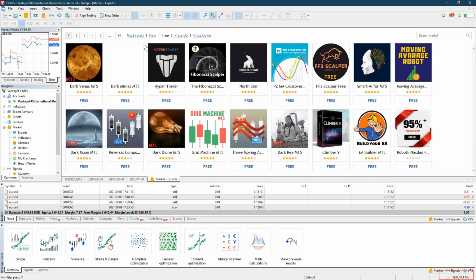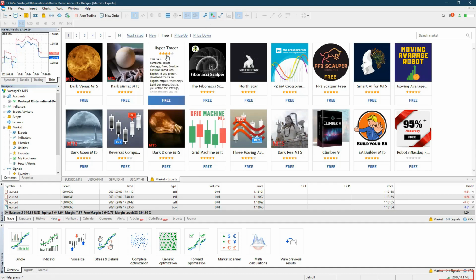Now expert advisors actually place trades for you. So if you're going to trade with an expert advisor, you should know that it's actually going to place trades for you. It's like a robot that does the trading for you. So it means you have to be sure that it's going to be very good before you let it place those trades for you.